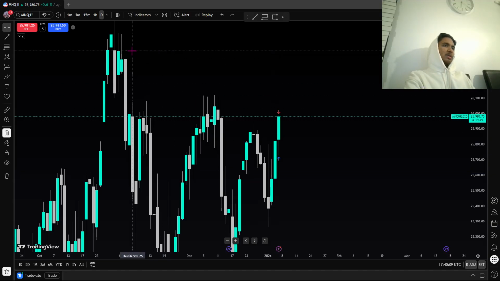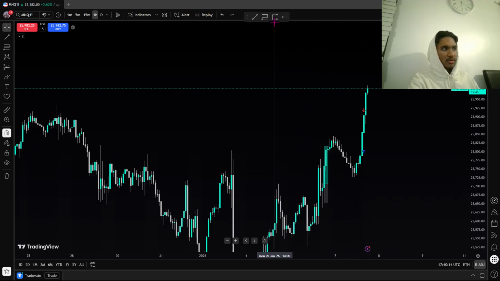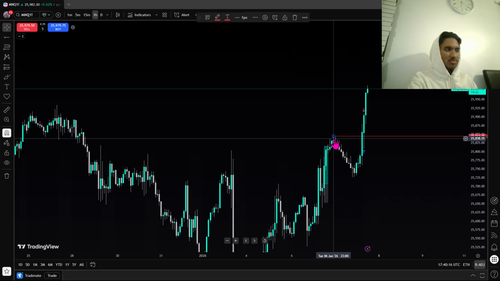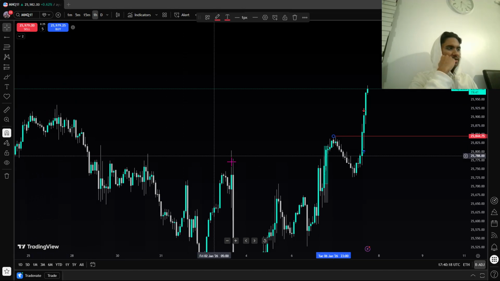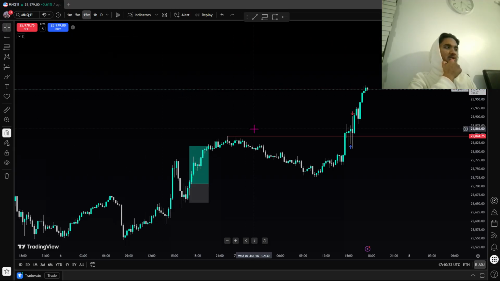Okay, so then we go down to the hourly. We mark out all of our highs that we are anticipating to get broken. So we mark out this one, and this was pretty much it. There were these other ones, but that's later on. So it was just this high right here. Then what do we do? We wait for the break.